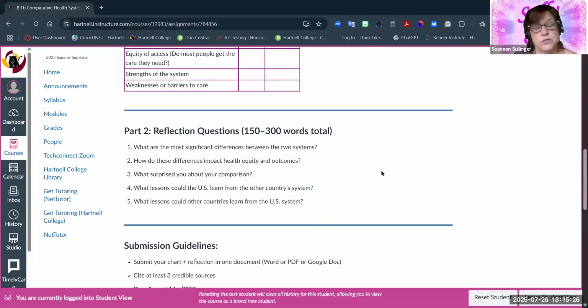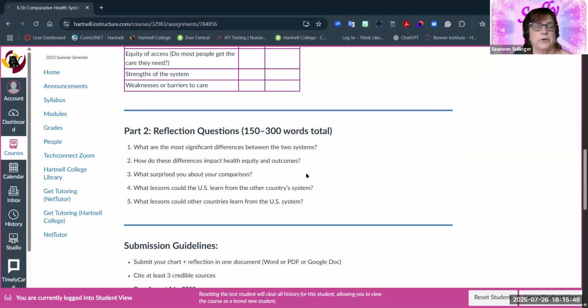So what did you think? What did you find from your research are the most significant differences between the two systems? And how do those differences impact health equity and outcomes? I will tell you right now that the United States is not one of the countries that provides health equity in their care. We're not even in like the top 10.